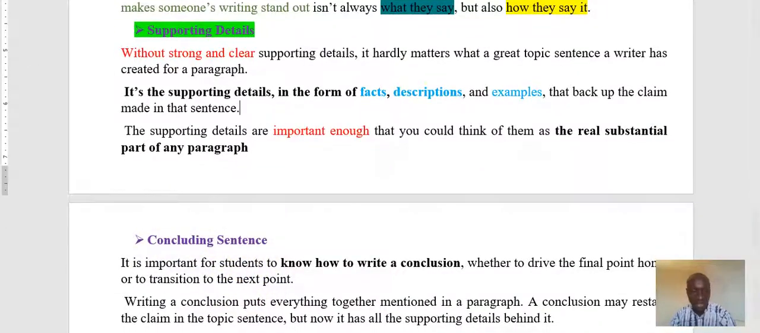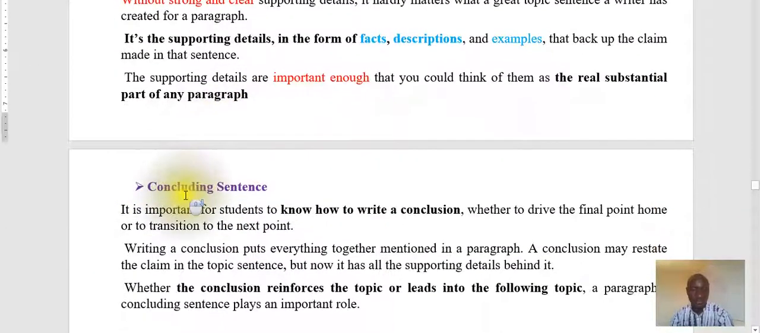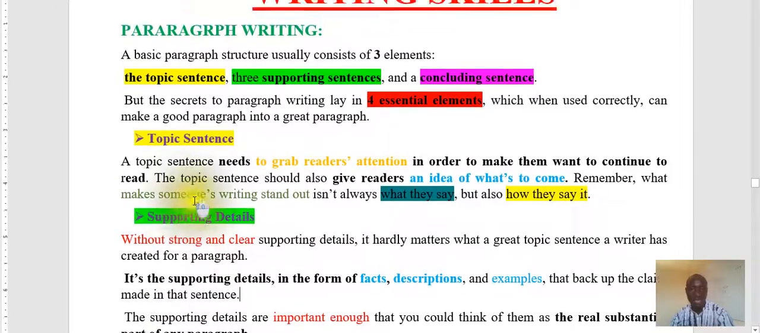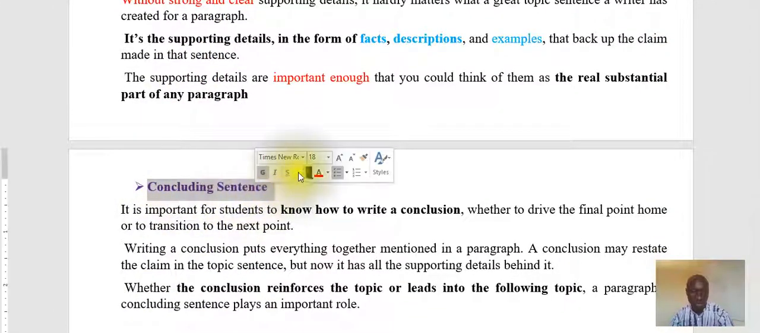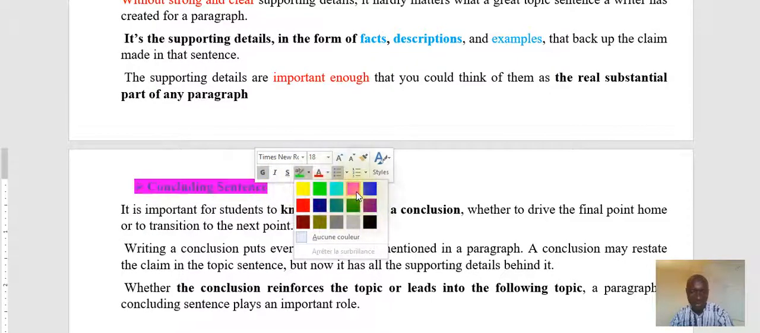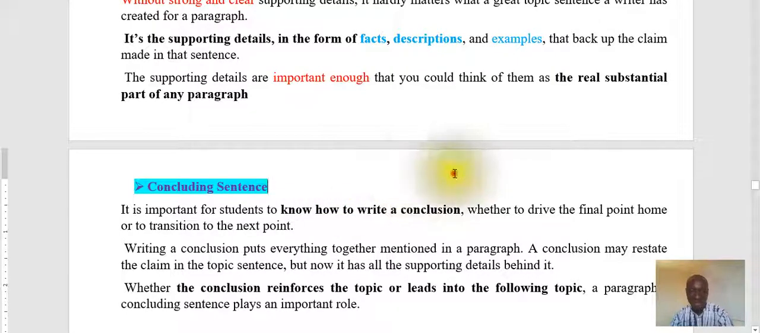Okay, we go ahead with the third one: the concluding sentence. We have seen how to conclude a sentence. Here, the concluding sentence. I'll change the color for the sentence. It is important for students to know how to write a conclusion.